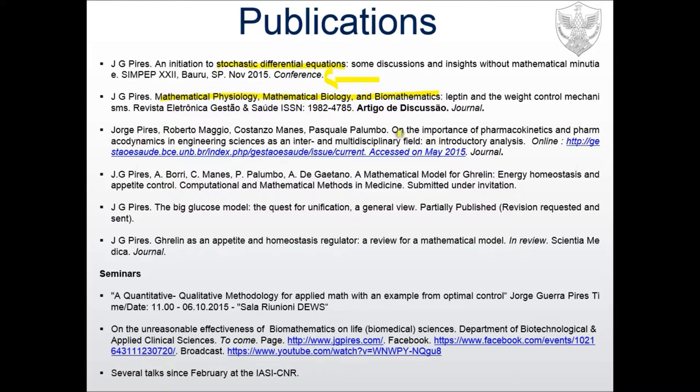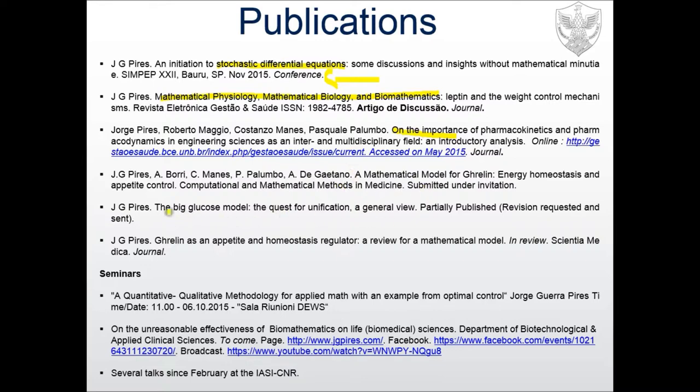Here was the publication for which I got an award as one of the best papers of the symposium, and then it was invited for a journal. That's the version for the journal. And here is the paper that was invited. Pasquale was invited to send a paper, and then you decided to send this paper here.